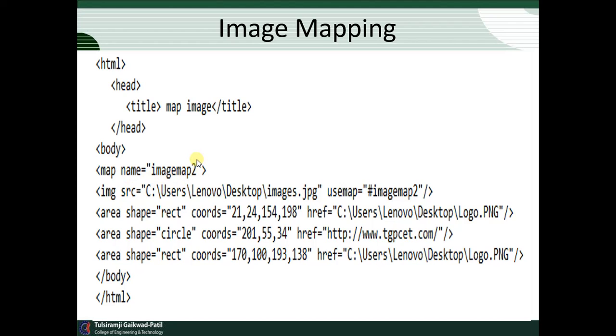Image map 2. The name can be anything, you can give any name, but the name should be the same when used with the help of usemap. If here you use image 2, then it must be the same image 2 with the hash. So first here you need to take an image. How do we take one particular image? With the help of the img tag, src is an attribute.